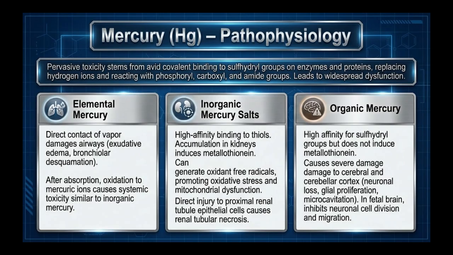Organic mercury, such as methylmercury, also exhibits a high affinity for sulfhydryl groups but does not induce metallothionein production. It causes severe damage to the cerebral and cerebellar cortex, resulting in neuronal loss, proliferation of glial cells, formation of microcavities, vascular congestion, and hemorrhage. In the developing fetal brain, methylmercury inhibits neuronal cell division and migration, leading to widespread damage. The neuropathological changes caused by methylmercury differ from those seen with elemental or inorganic mercury. While the latter tend to preserve neuronal architecture, they cause a reduction in the number of Purkinje and granular cells in the cerebellum.